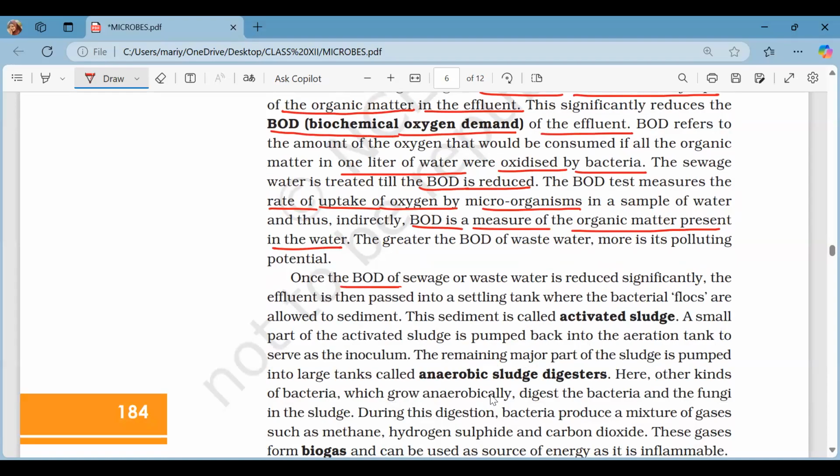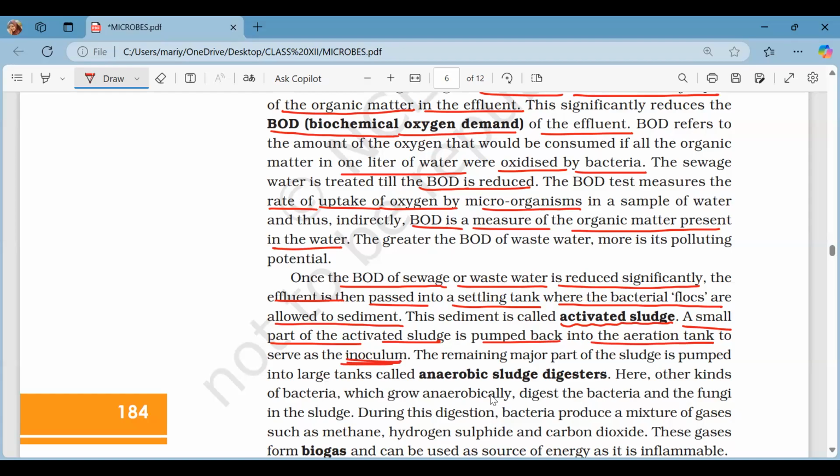Once the BOD of the sewage or the wastewater gets reduced, the effluent is passed into a settling tank where the bacterial flocs are allowed to sediment. The bacterial flocs settle at the bottom. This sediment is called activated sludge. A small amount of this activated sludge is sent back to the aeration tank, because if you add a microbe, then only the microbe will grow. Just like how in the milk we were adding a little bit of curd. The same way here we are adding the activated sludge back into that tank, because it acts like the inoculum, the starter.